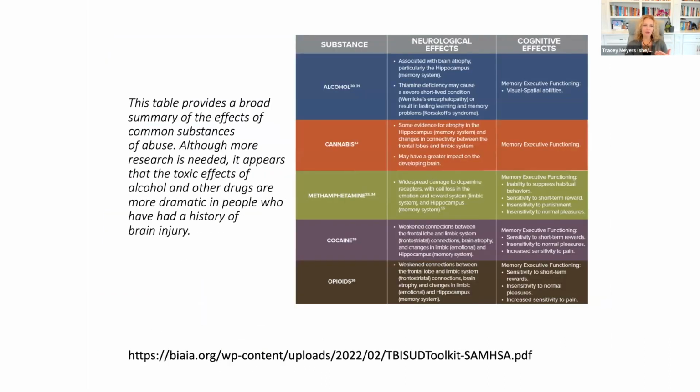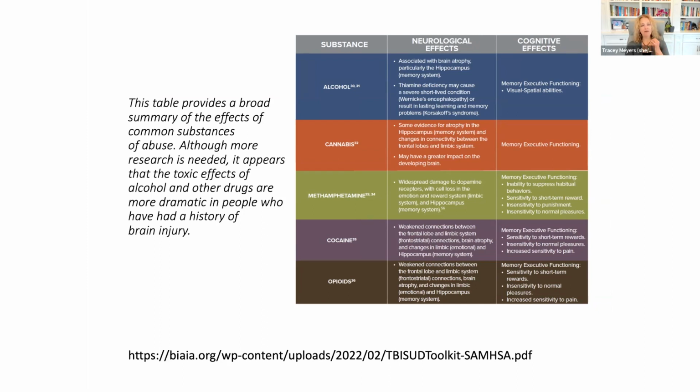Then we think about use and how it can affect the brain. All of these substances affect the brain. In fact, when we think about addiction, we're talking about how the reward center of the brain and other parts of the brain are impacted. If we look at alcohol, we know it affects memory, executive functioning, visual spatial abilities, motor skills. Cannabis can affect memory and executive functioning. Methamphetamines can affect executive functioning and memory. Cocaine can affect reward center, sensitivity to pain, executive functioning. Opioids affect memory, sensitivity to pain, executive functioning.